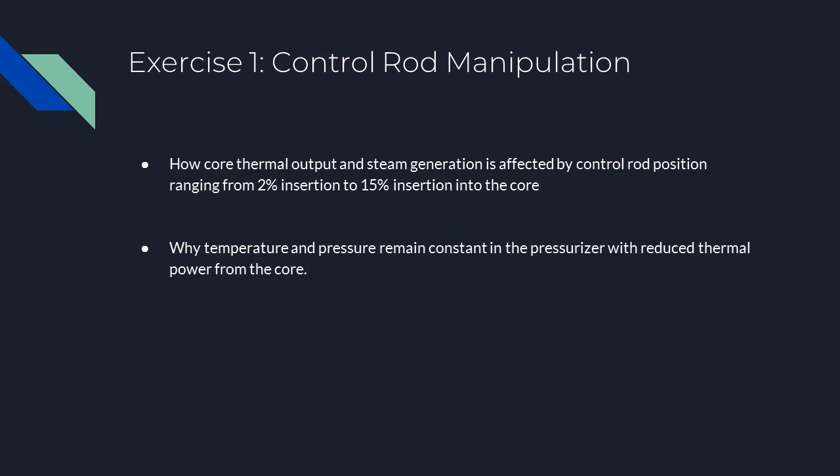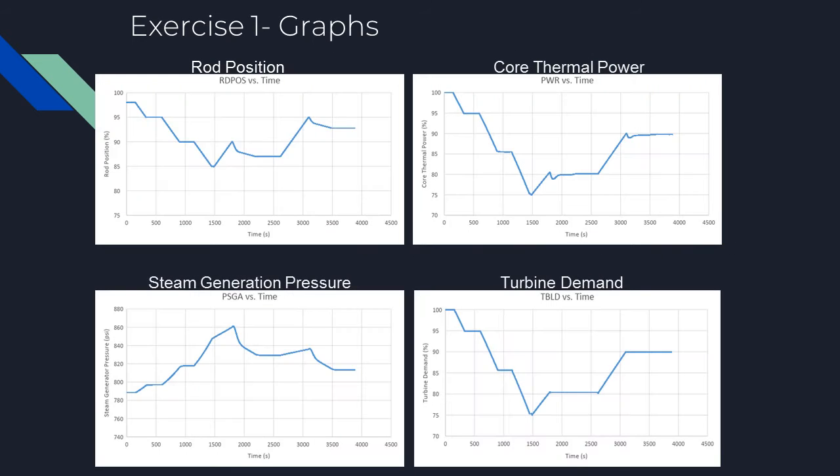In this exercise, control rods are manipulated from 2% insertion into the core up to 50% and how it affects thermal energy output, steam generation, and pressurizer conditions. Looking at the graph in the top left corner, as the position of the rod gets lower, the core thermal power also gets lower, which means you are producing less heat, then less heat is being transferred into the coolant loop, as displayed in the top right graph. In the bottom right graph, there is less steam in the steam generator, which reduces the movement of the turbine.